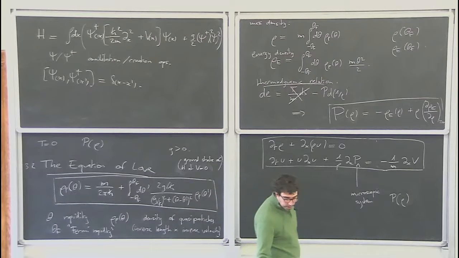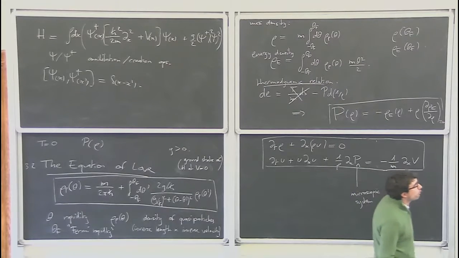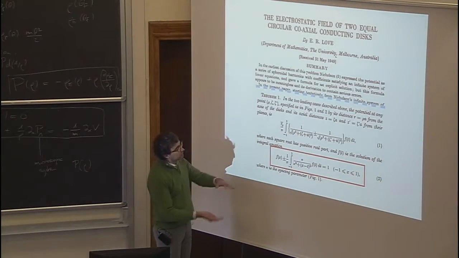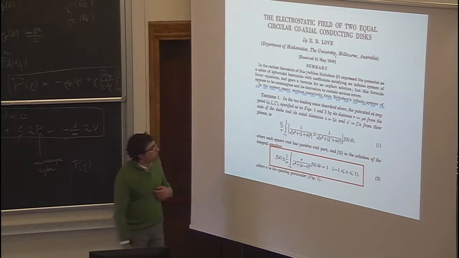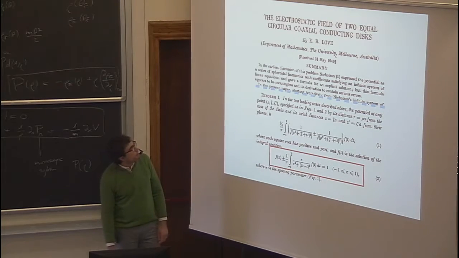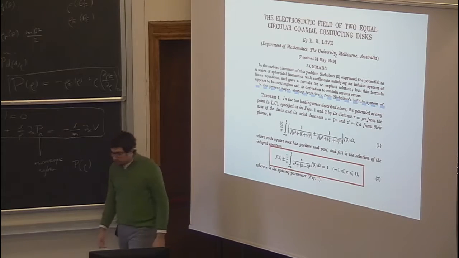Yes, okay. So this is the Love paper. This is why it's called the equation of Love. This guy Love was the first to write it in the context of an electrostatic problem in three dimensions. That's the equation. In this paper, I also like the abstract. So this is the abstract. You can have a look at it.